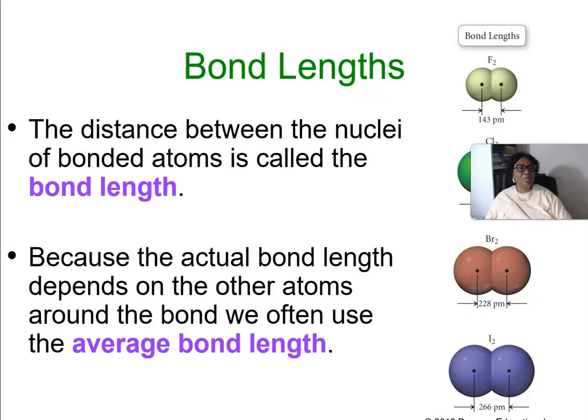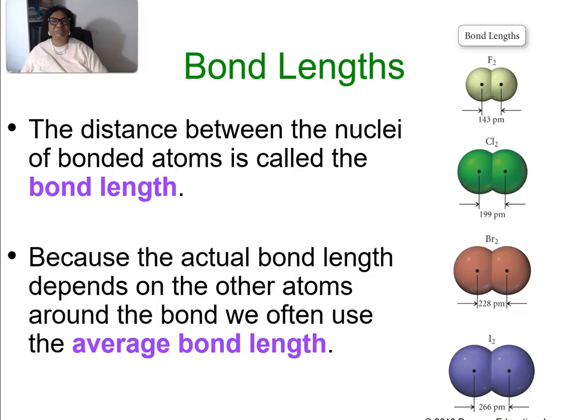So we want to talk about bond lengths. Bond length is the distance between the nuclei of bonded atoms. That's what we call bond length. Because the actual bond length depends on other atoms around the bond, we often use the term average bond length.